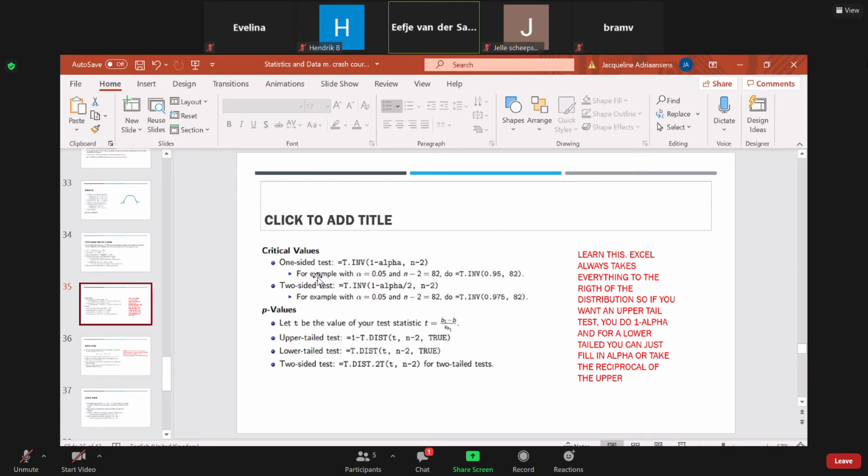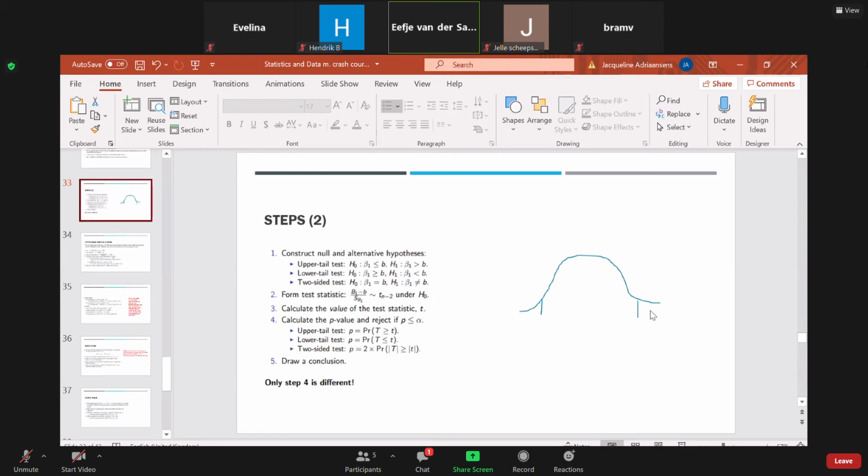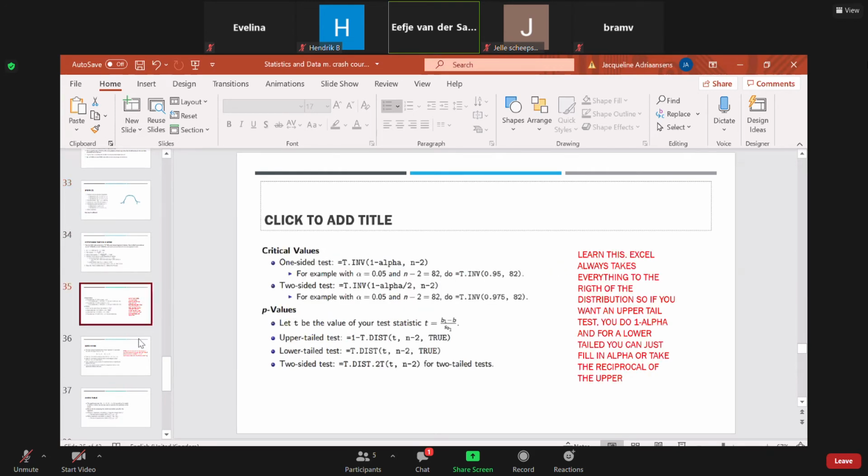Also, if you have alpha is 0.05, you take sort of the complement in Excel. So this is 0.05, but you calculate this, right? So you take 0.95 because Excel wants 0.95 and not this one. So you have to subtract that yourself. But that's just common knowledge that you will need to learn, and I can't really explain it. It's very clear on this slide, I think.